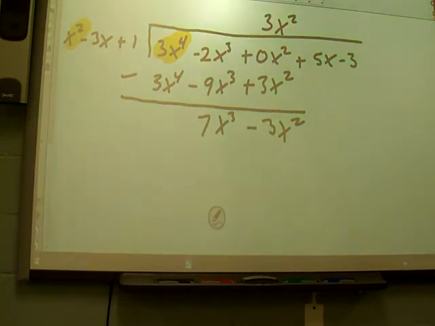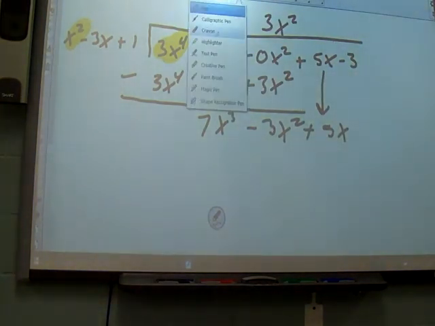Okay, what did I do after that? I'm going to bring something down. What am I going to bring down? The 5x. Good. Remember, we got to have as many on the bottom as there are out in front. So you have 3, got to have 3.